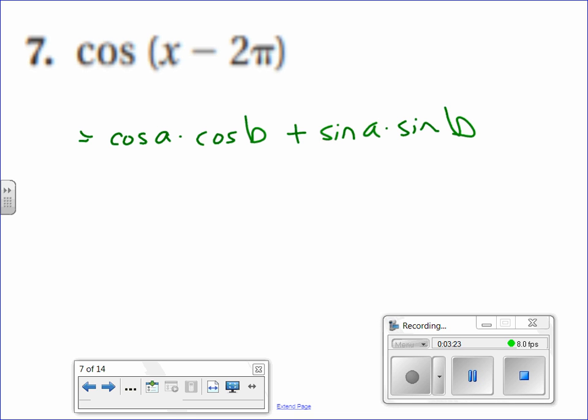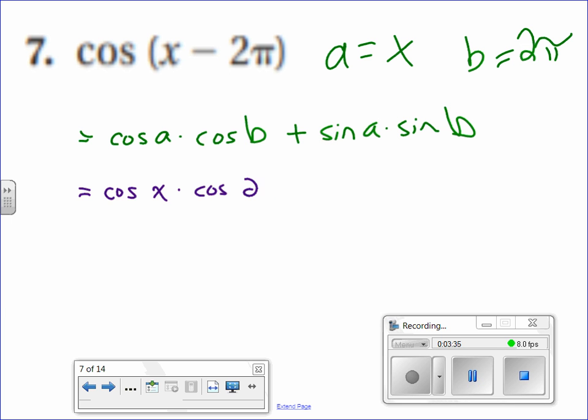All right, in this case, my A value is going to be an x, and my B value is going to be a 2 pi. So we can just start sticking some numbers in at this point, or letters. Cosine x, cosine 2 pi. Sine x, sine 2 pi. Question? What is the 2 pi be?